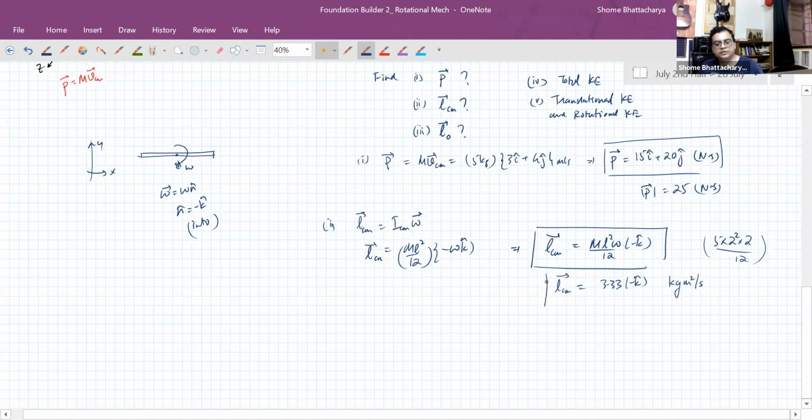That is the unit of angular momentum. Unit of moment of inertia, kg meter square, times unit of angular velocity, which is radians per second. So it becomes kg meter square per second. That is the angular momentum about the center of mass.